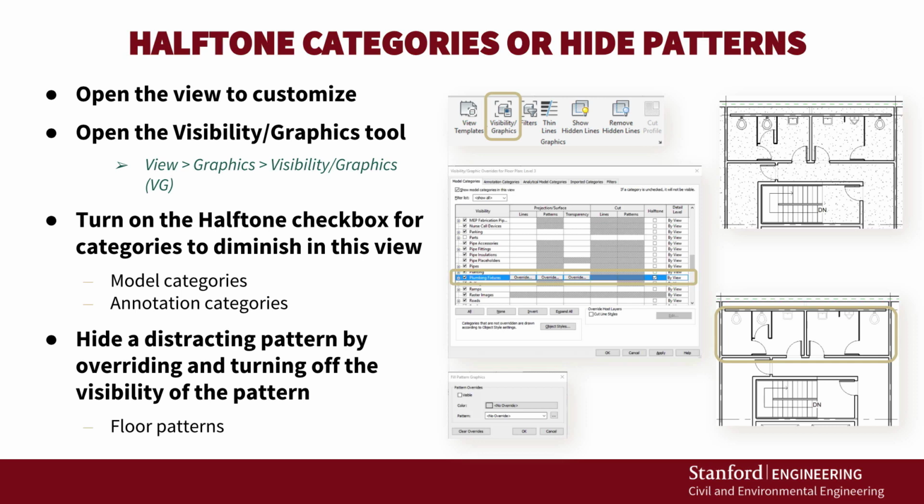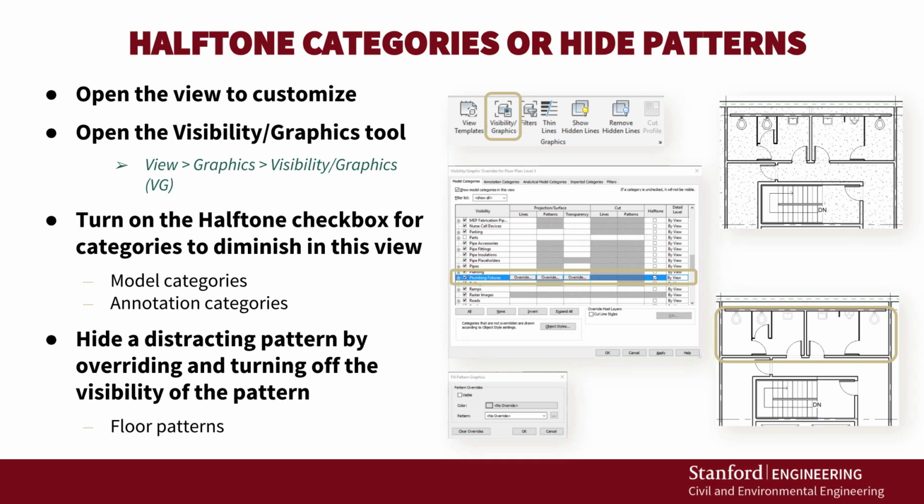Again, you'll use a very similar workflow, starting by opening the view that you'd like to customize. Then you can open the Visibility Graphics tool. Again, it's under the View tab in the Graphics section, Visibility Graphics. In the Visibility Graphics Override dialog, you can choose the specific categories that you'd like to halftone, then turn on the halftone checkbox for the categories that you'd like to diminish in this view.